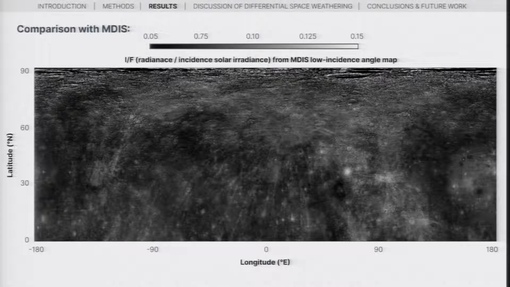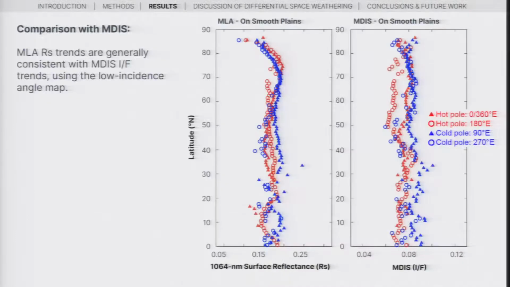So we're also looking at comparing the MLA results with MDIS. This is the low incidence angle map that the MDIS team put together from the MESSENGER mission. It helps to minimize shadows and really bring out some of the albedo variations of the surface. And so we're comparing it to the MLA map. We've resampled it to the same 1 degree by 1 degree bin. We've masked it to only be the areas where we have the MLA data.